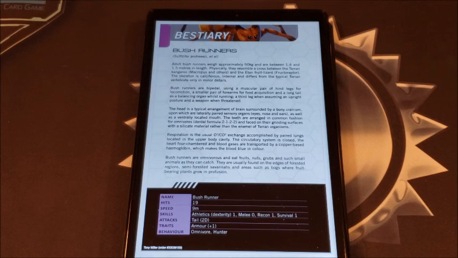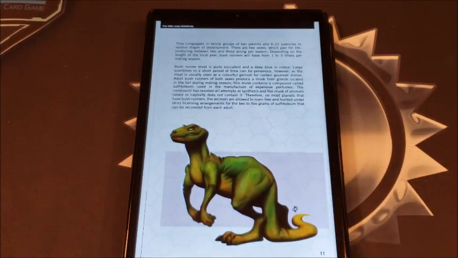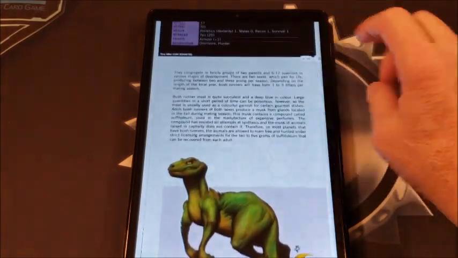So one nice thing about Mongoose Second is there's not a lot of stats for any kind of monster, or, air quotes, encounter. In this case, they have 19 hit points, 9 meter movement, Athletics (dexterity) 1, Melee 0, Recon 1, and Survival 1. Their tail does 2d6 damage if they strike you with it. And of course, their armor is +1. It's just a tough hide. And they're omnivore hunters. So now we finish out. There's a nice picture of the little beastie. They congregate in family groups of 2 parents and 6 to 12 juveniles.